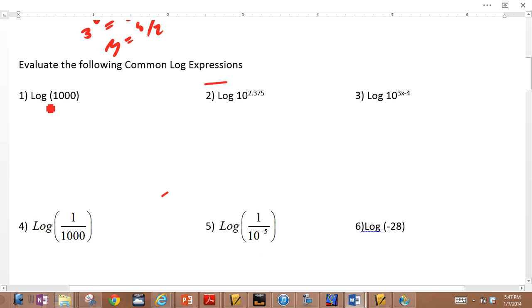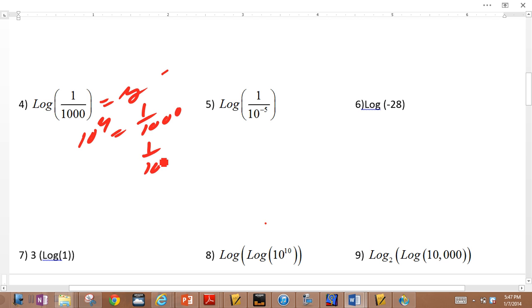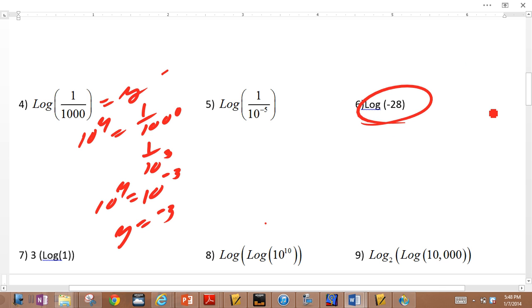This is log base 10. You can sneak in the subscript if you want, but these are just asking: 10 to what power is 1,000? Well, it's obviously 3. Now, 10 to what power is 1/1000th? If you wanted to make an equation out of that, you set it equal to y: 10 to the y equals 1 over 1,000, which is 1 over 10 to the third, which is 10 to the negative 3. So y is equal to negative 3.